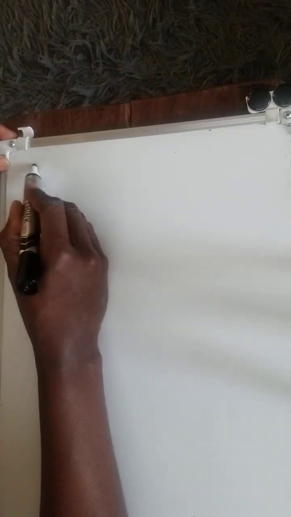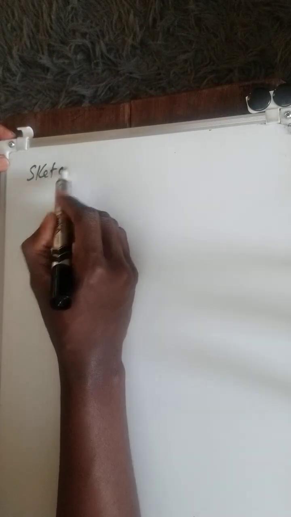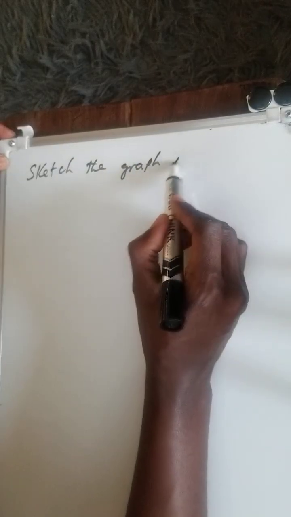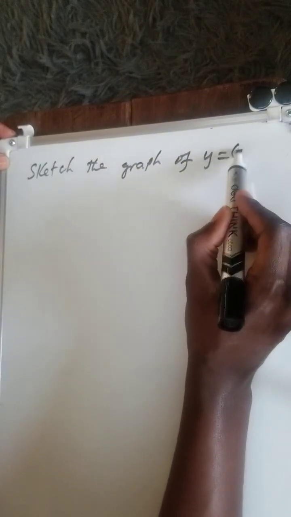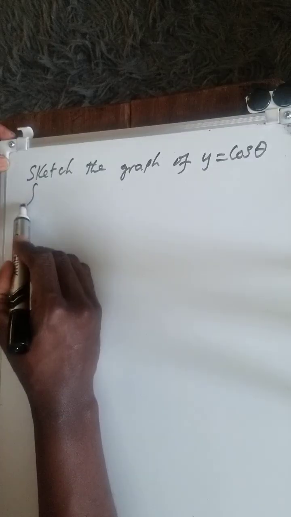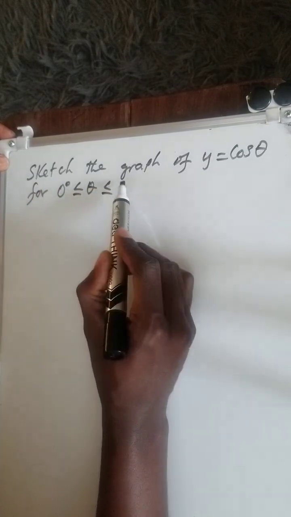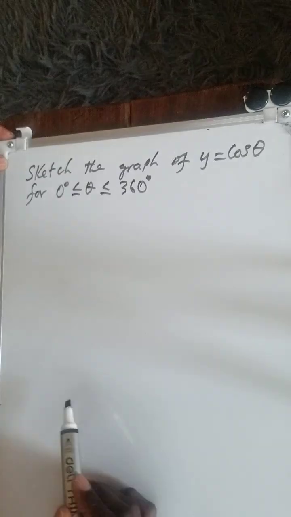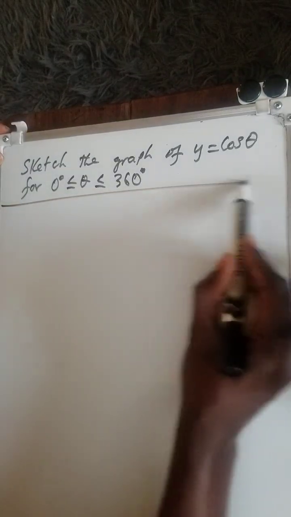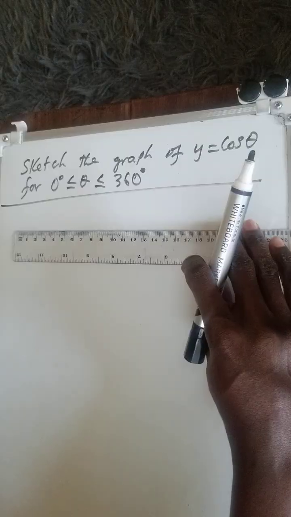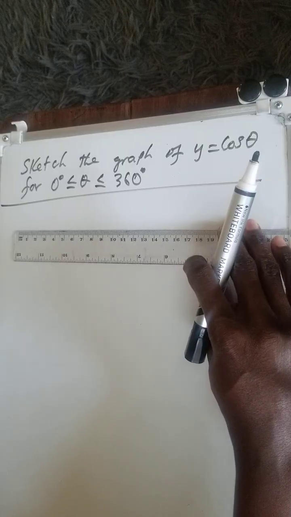So you can also use the same when they tell you to say, these are questions that have come before, sketch the graph of y is equal to cos theta, for angles between 0 is less or equal to theta and less or equal to 360 degrees. So like I said, you can also do the same, there's no problem.